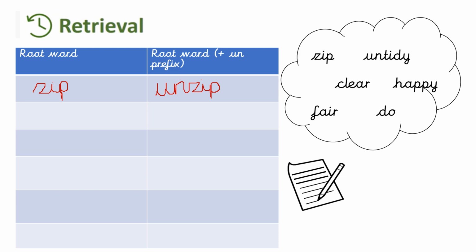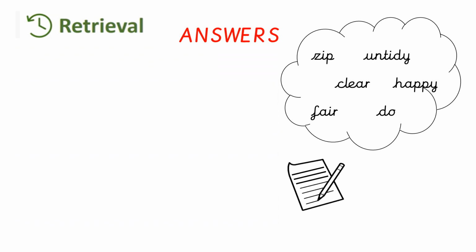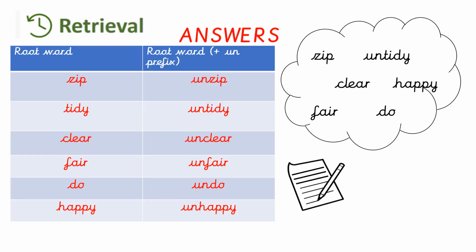Okay, so I've done the first one for you. So in cross off zip, I'd like you to sort the others into the grid. Some of them may already have the prefix added to it, so you will need to write the root word. Okay, now we're going to go through the answers. So if you want to, you can tick or fix your work when I show you the answers on the screen. Here we go. So we did the first one together.